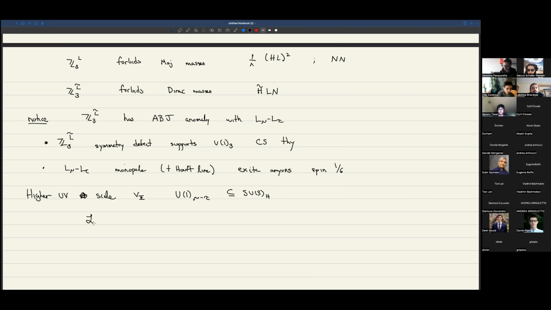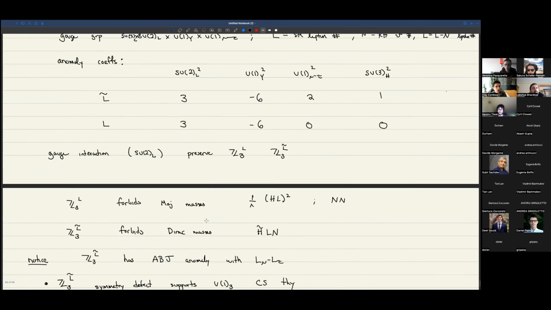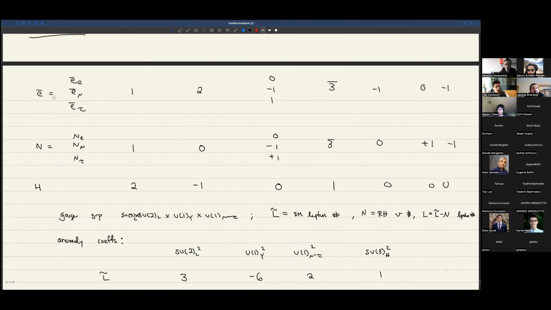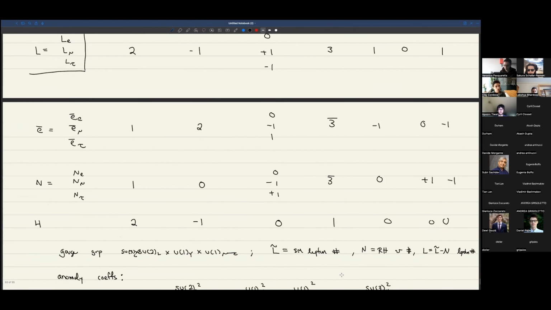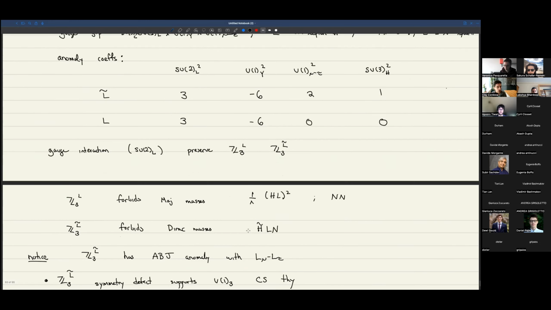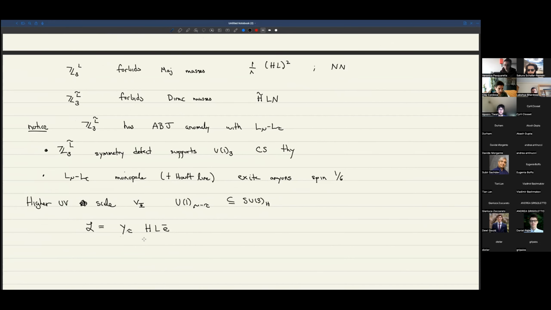What will the classical Lagrangian be in this SU(3)_H gauge theory? I'll write something like y_tau H L E bar. If you scroll up here, we can see that L is a fundamental of SU(3)_H and E bar is an anti-fundamental of SU(3)_H, and the Higgs field H is a singlet under SU(3)_H, so it makes sense to write a term like H L E bar. And there's a single coupling, which we'll take to be the tau-Yukawa coupling.